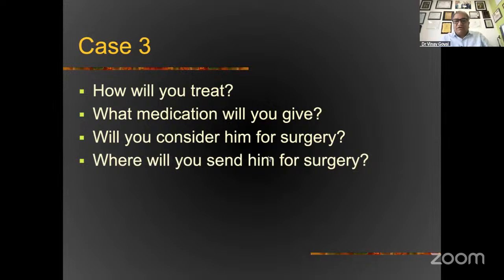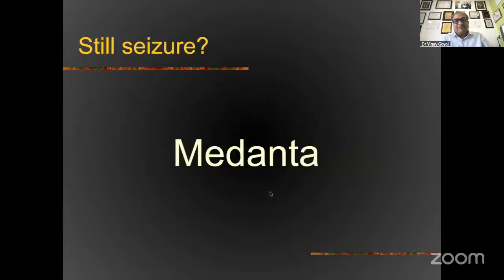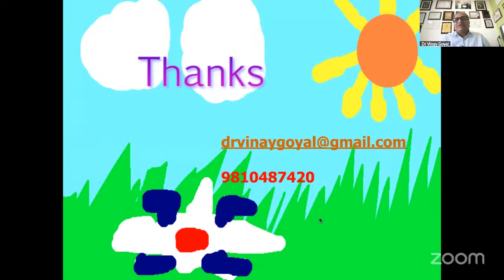So we discussed what are the points when we will consider him for surgery. And still, if somebody is getting seizure, I think it's better you send this patient to Medanta for extensive workup. Thank you very much for your patient hearing.